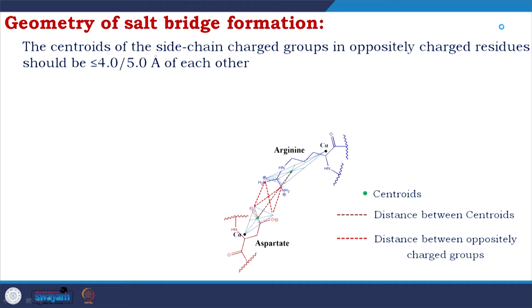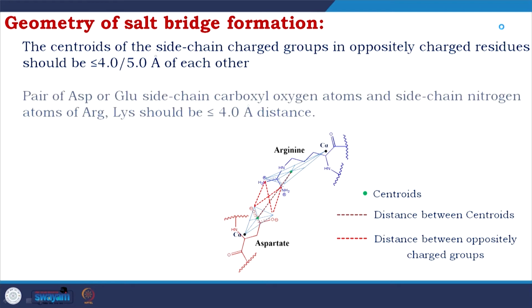So, the geometry of a salt bridge is very important. The centroids of the side chain charge groups in oppositely charged residues should be less than or equal to 4 to 5 angstrom from each other. Pairs of aspartate or glutamate side chain carboxyl oxygen atoms and side chain nitrogen atoms of arginine and lysine should be less than or equal to 4 angstrom. So, here if you see the green spot, it shows the centroid. The brown dotted lines are the distance between centroids and the red dotted lines are the distance between oppositely charged groups.